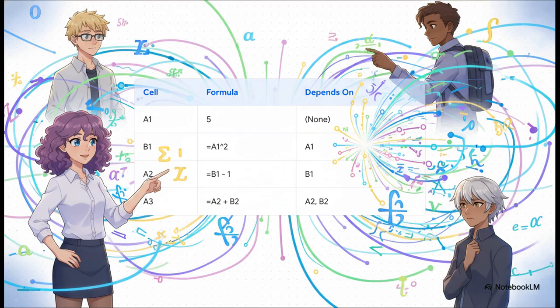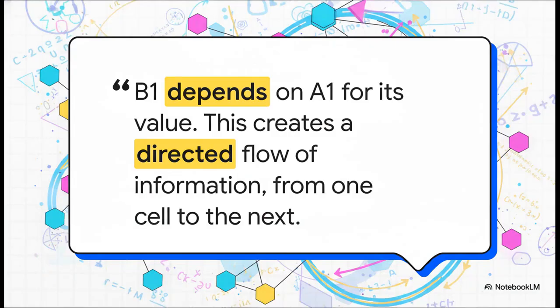You can see right here, the formula in cell B1 directly depends on the value in A1, A2 depends on B1, and so on and so on. So the really key idea here is dependency. The connections in this case aren't just simple links, they actually have a direction. Information flows in one specific way. A change in one cell sets off this cascade of updates down the line.